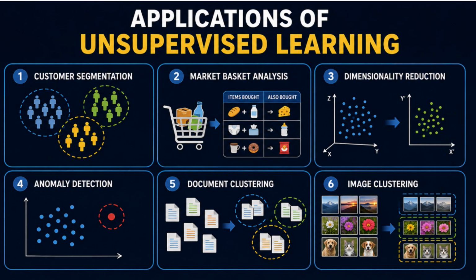In anomaly detection, it helps identify unusual patterns such as fraudulent transactions or network attacks. It can group similar documents together through document clustering, making information easier to organize. And in image clustering, it automatically groups similar images without needing any labels.